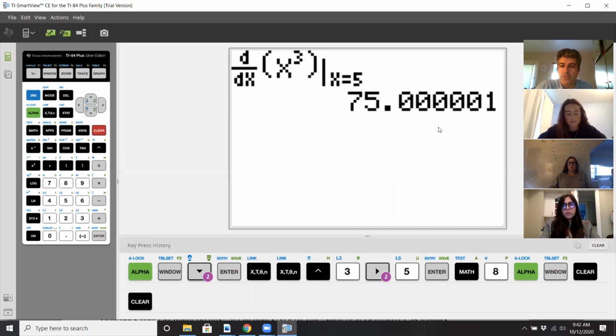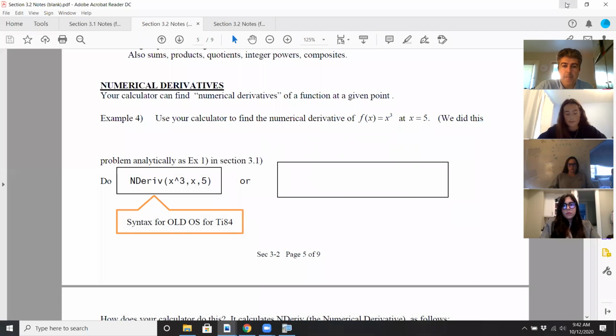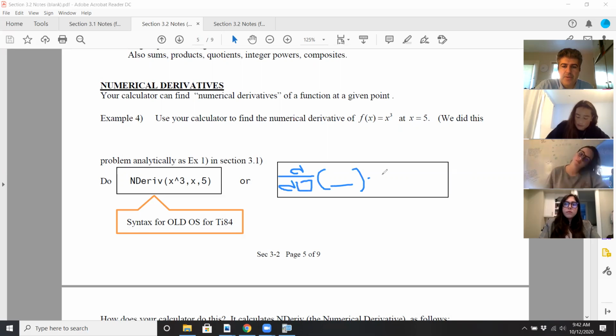So you get 75.001. So any questions of how I did that in the calculator? We're okay? And again, it looks like this. D, D, and then it's kind of like a box. There's kind of like this blank space here. There's like a vertical line, then X equals another box. And what you will put here is you'll put X cubed, and you put 5 there. So that's what you're doing.